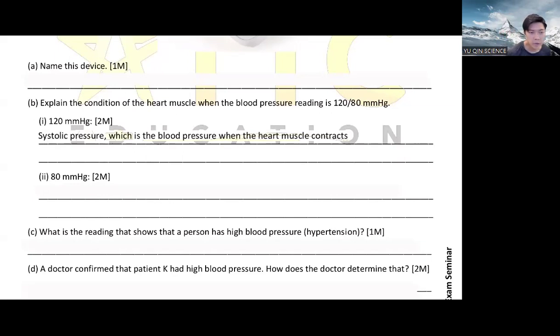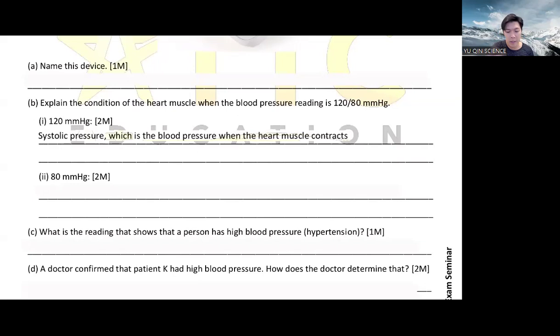Okay. What is the reading that shows a person with high blood pressure? So remember high blood pressure, the top number 120, you add another 20, so it's 140. The bottom number 80, you add another 10. So meaning the top you add 20, the bottom you add 10. That will be the number. That's how you try to remember or memorize.